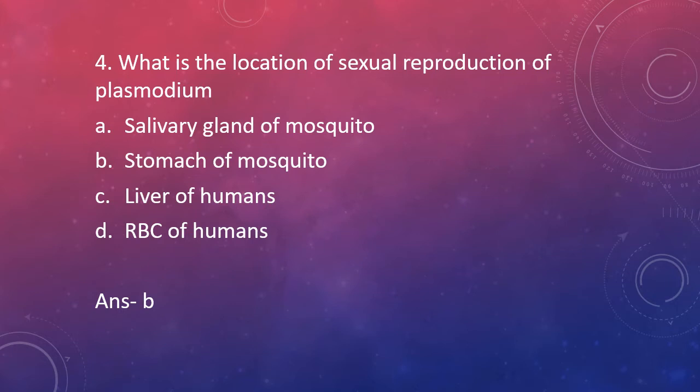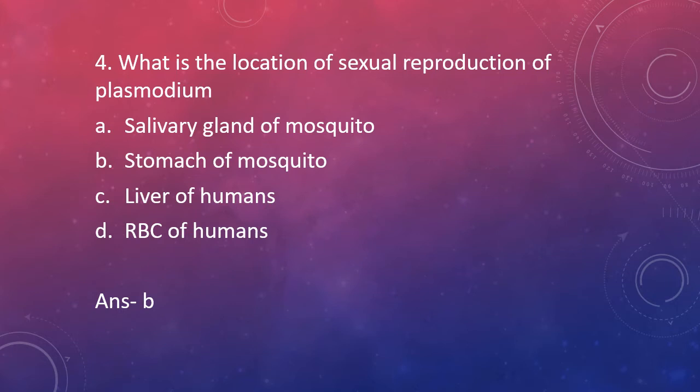What happens in liver? Merozoites are formed and merozoites are released from the liver. What happens in RBCs? Trophozoites are formed and they are released in form of merozoites or gametophytes. Now when the female Anopheles mosquito bites the infected man, it intakes what? Gametophytes. These gametophytes in the stomach of the mosquito develop into male and female gamete and the fusion takes place. So where is the sexual reproduction occurring? It's in the stomach of the mosquito.